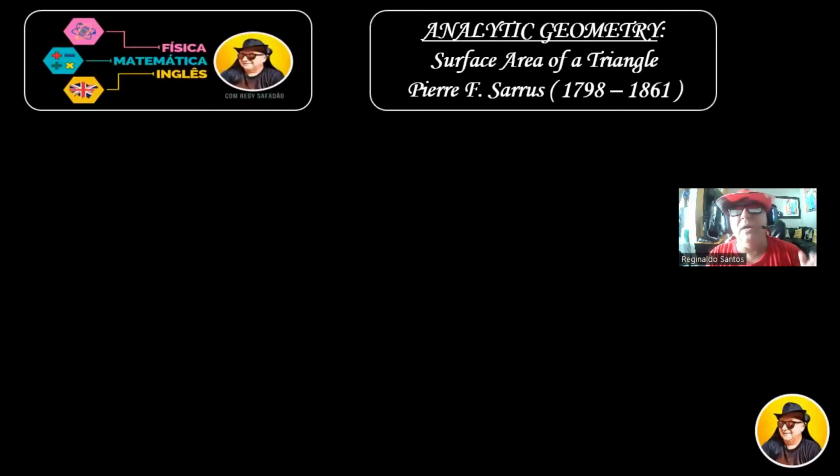Okay, as I told you, analytic geometry, surface area of a triangle. Well, we are going to find it. I'm going to show you how to find this surface area through a methodology of Pierre-Sarrey. Okay, the rule of Pierre-Sarrey. Well, Pierre-Sarrey was an excellent mathematician, and he was born in 1798 and died in 1861.